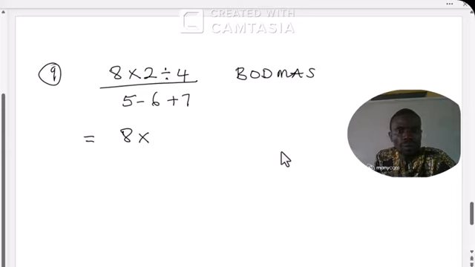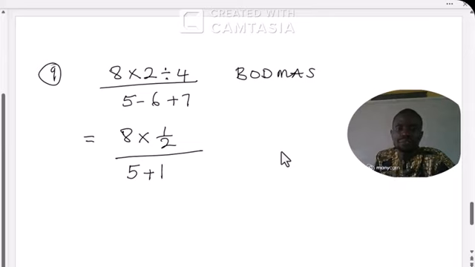2 divided by 4, what will it give you? It's going to give you 1 over 2. Then for this one, addition first. So it's going to be 5, then minus 6 plus 7. Don't make a mistake to say 6 plus 7. It is minus 6 plus 7 because it's the 6 that holds this minus. Minus 6 plus 7 means 1, so 5 plus 1.